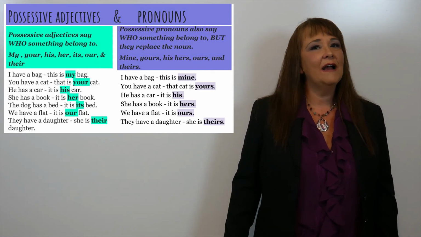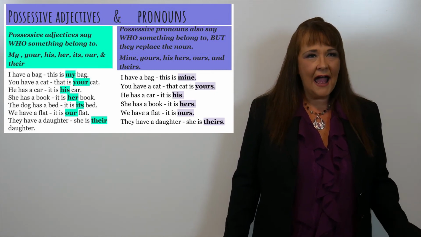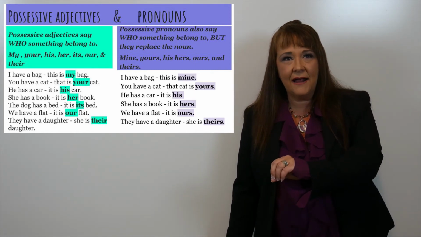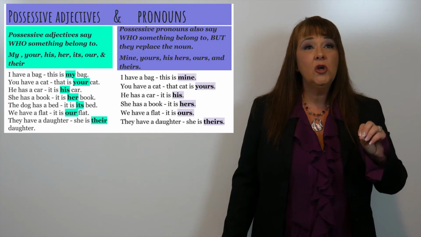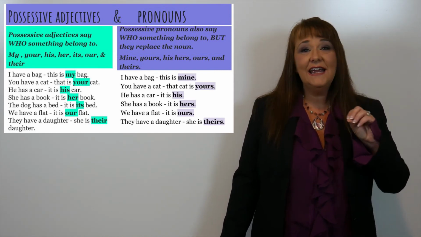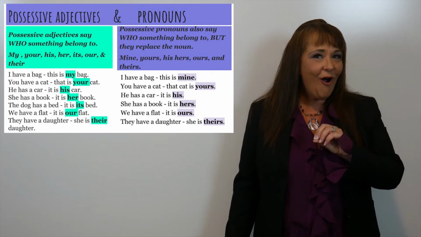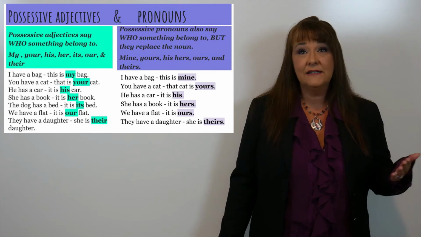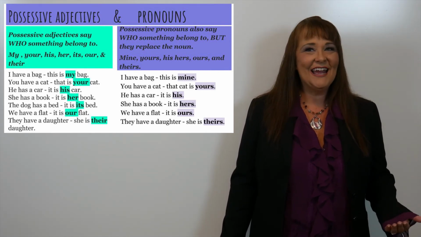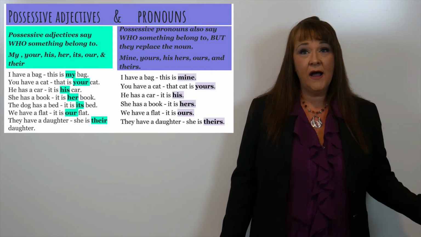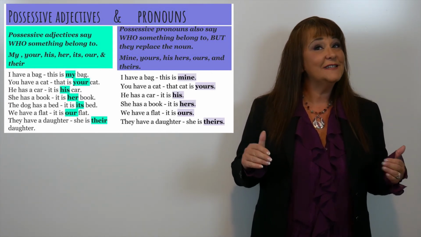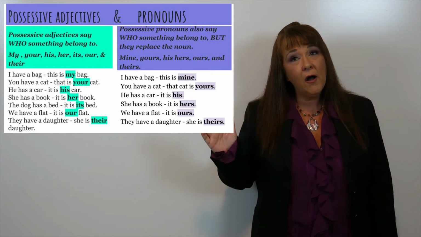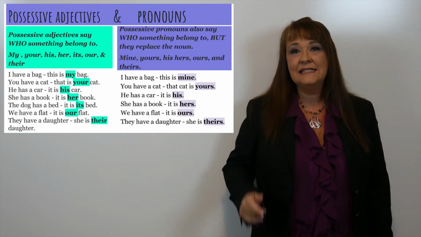But look at the example sentences. I have a bag. This is my bag. That is your cat. It is his car. Do you see how they're always followed by the noun that it's describing? Did you catch that? So unlike the possessive adjective, the possessive pronoun does not have the noun following it. Let's look at an example.